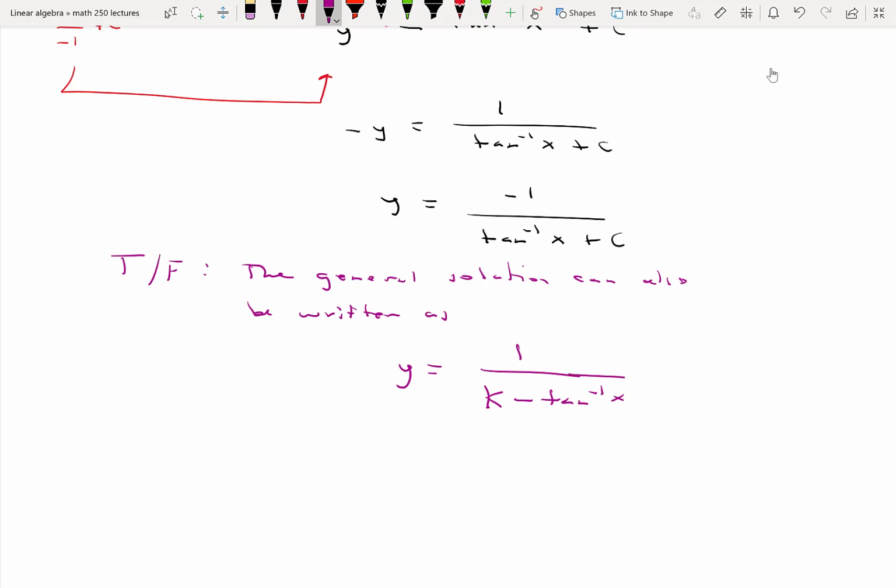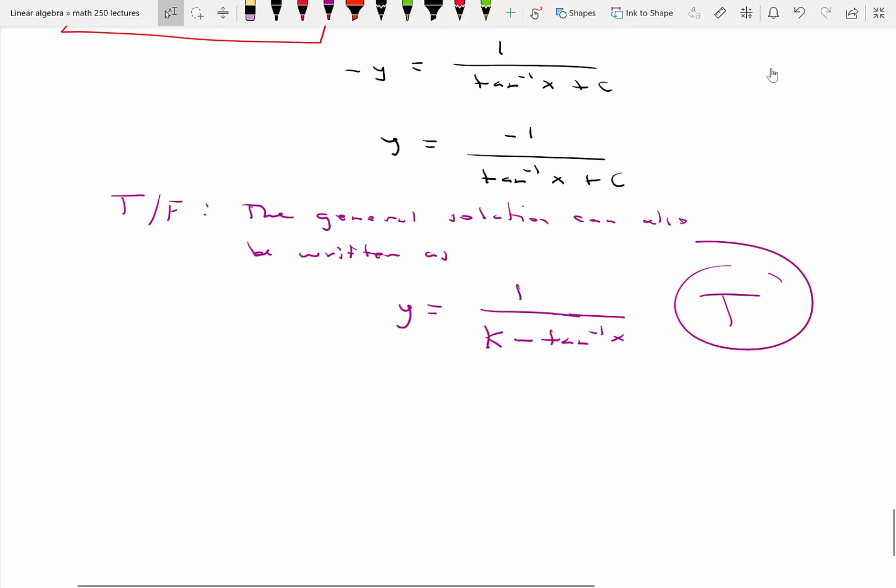I'm going to save you some grief. It's true. It doesn't look like it's true. It looks like, well, maybe he brought the minus 1 down. There's the negative inverse tangent. What about the constant turned into a positive? It sure did, but that's okay. I'm bringing this up for a very important reason.